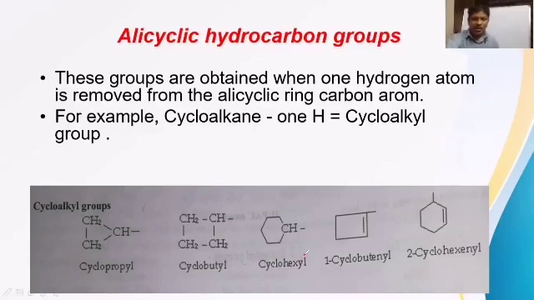And in this case, from the cyclohexane molecule, one hydrogen is removed from one carbon atom. So it is called what? Cyclohexyl group. And if you observe this molecule, the hydrogen atom is removed from the cyclobutene molecule. Here one double bond is there now. So this molecule is what? Cyclobutene. From cyclobutene, one carbon atom has lost what? A hydrogen atom. So it is called what now? Cyclobutenyl.